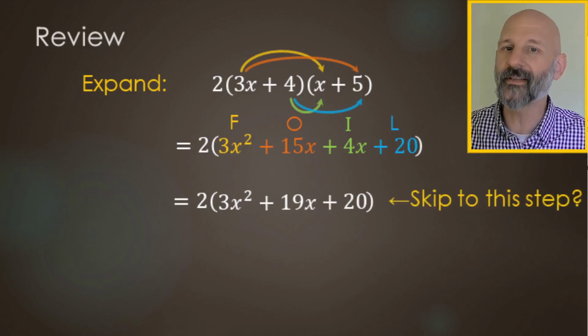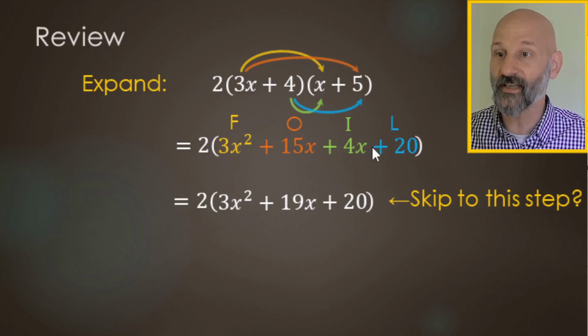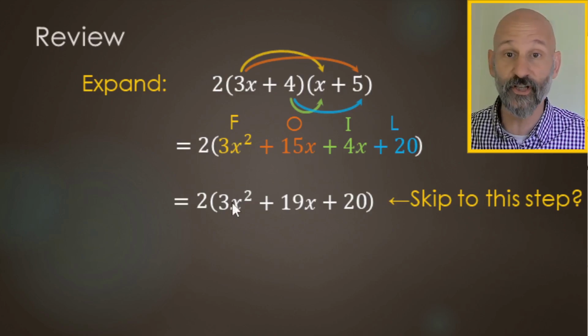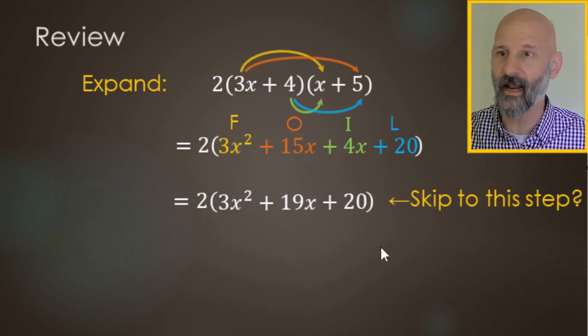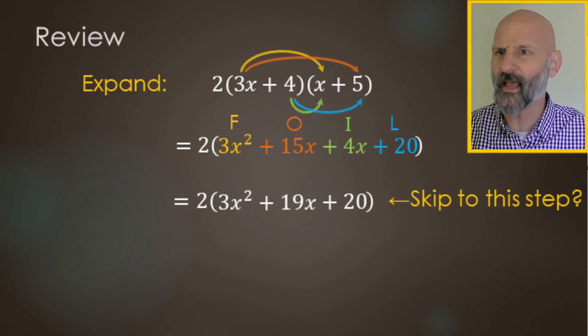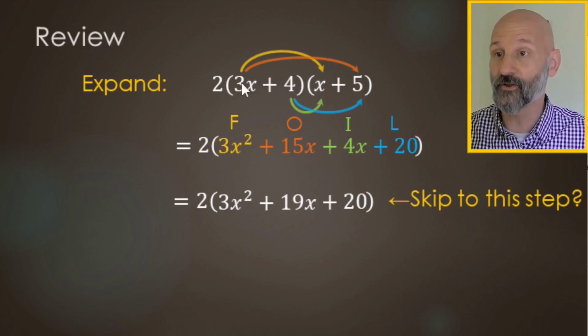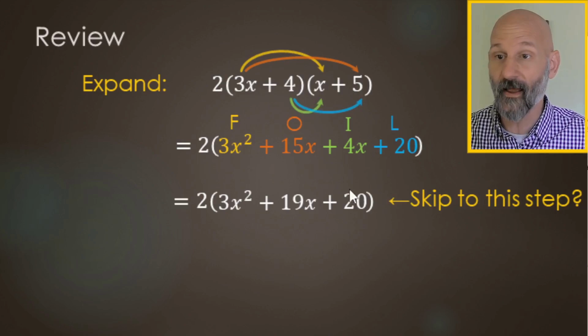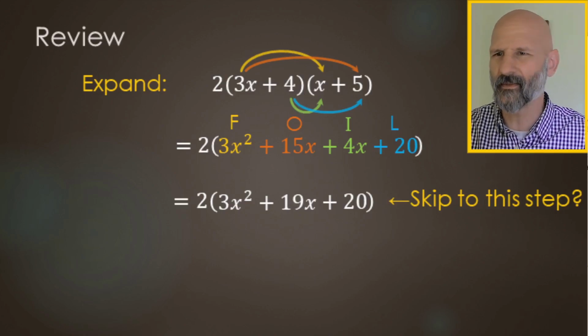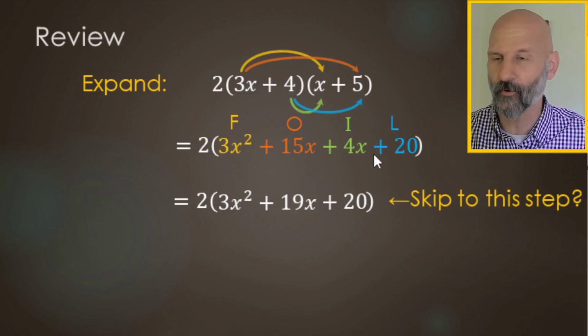Now, how do you do this in your head so that you just skip this step entirely? Well, the firsts you write down and the lasts you write down. And then the only part that you have to do in your head is the outers and inners, the 15x plus 4x. So you just do 3x times x, write that down. And then 4 times 5, write that down. And then 3x times 5, 15, plus 4x makes 19x. So that's how you would skip this step here with all the colors on it, okay?